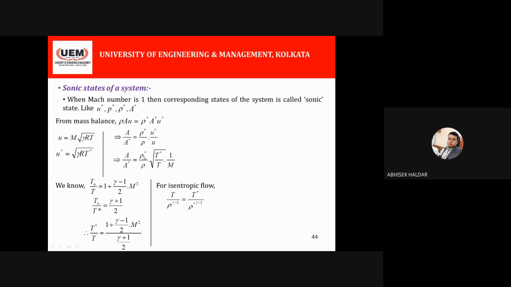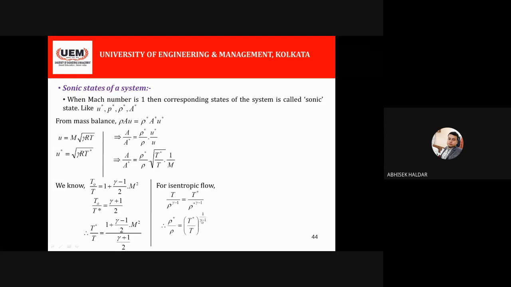Next, if I want to convert this rho star by rho, I have to use this relation. This is valid for any adiabatic flow. Here I have a reversible adiabatic flow. For any adiabatic flow, it is true that T1 by rho 1 to the power gamma minus 1 is equal to T2 by rho 2 to the power gamma minus 1. So here I am applying T by rho to the power gamma minus 1 is equal to T star by rho star. I have just applied the sonic condition on the right hand side.